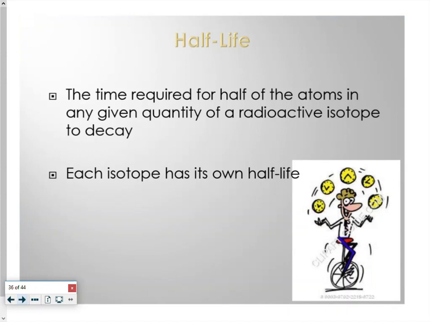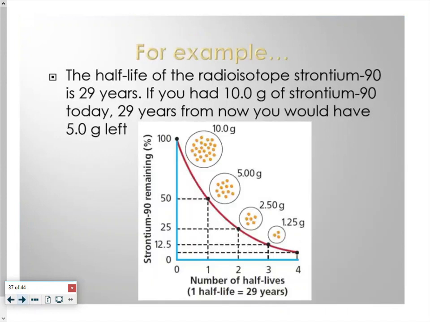Okay, and you're going to have to be able to read these graphs. They're exponential decay curves. You probably have seen them in math before. But as you can see, it does this curve downward fashion. This example is plotting the half-life of strontium-90. And strontium-90's half-life is 29 years.